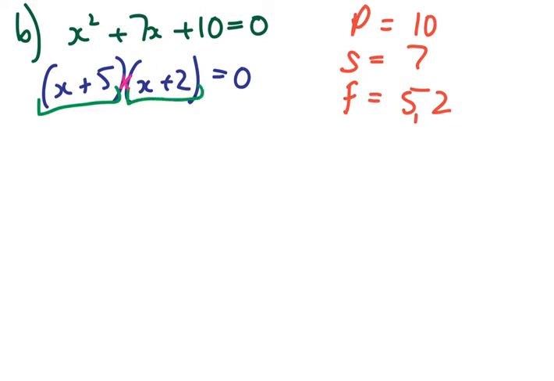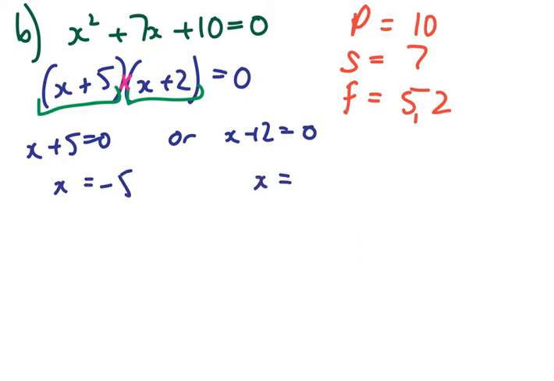So if two things multiply to get you 0, then either this is 0 or that's 0. Okay, so go through and make that actually the case. X plus 5 is 0 or x plus 2 is 0. This one here, subtracting 5 from both sides, x is equal to negative 5. This one here, x is equal to negative 2.